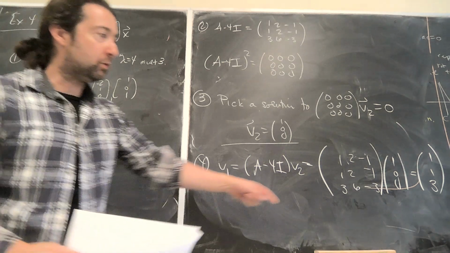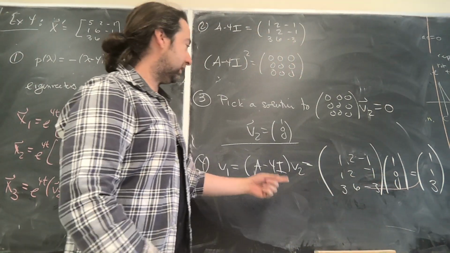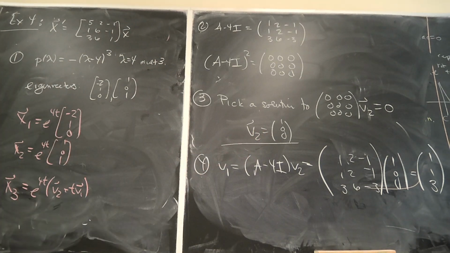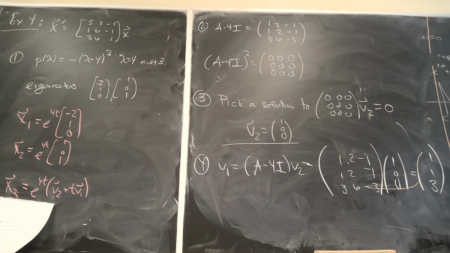If that had been equal to 0, it means I accidentally picked an eigenvector back at this step, and I would have to pick a new choice. Well, that's all the information I need to fill out my second solution.